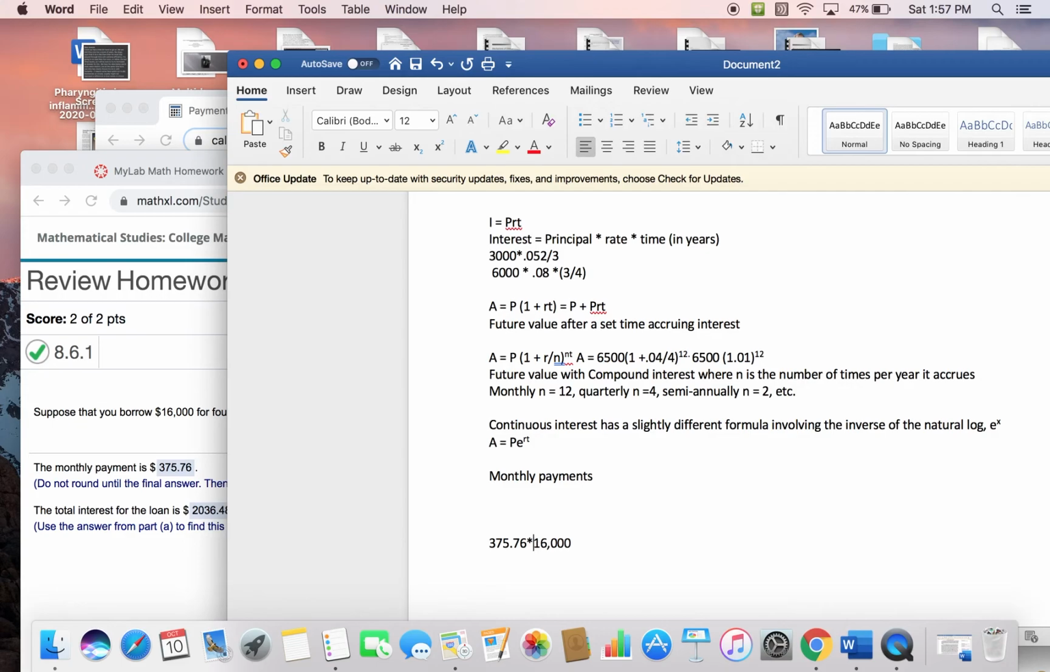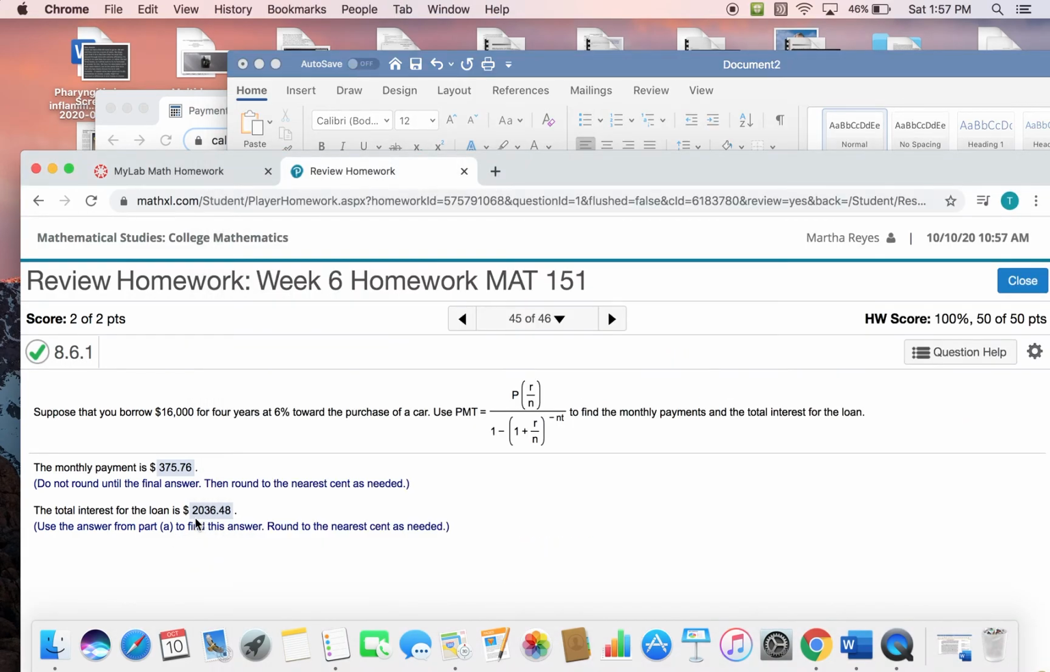$375.76 and we multiply it by 48 because there's 48 monthly payments, right? It's 4 years, there's 12 months in a year. And we're going to subtract $16,000 from that value. So the total amount you pay would be the monthly payment times 48 over 4 years, right? You subtract the principal to find out the total interest amount is $2,036.48, which means the total of all those monthly payments was $18,036.48.